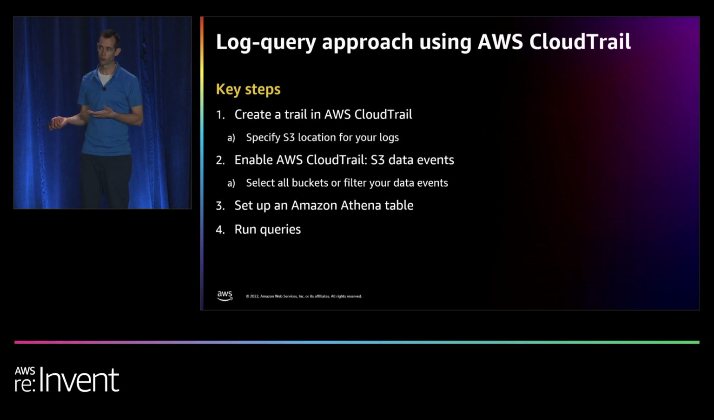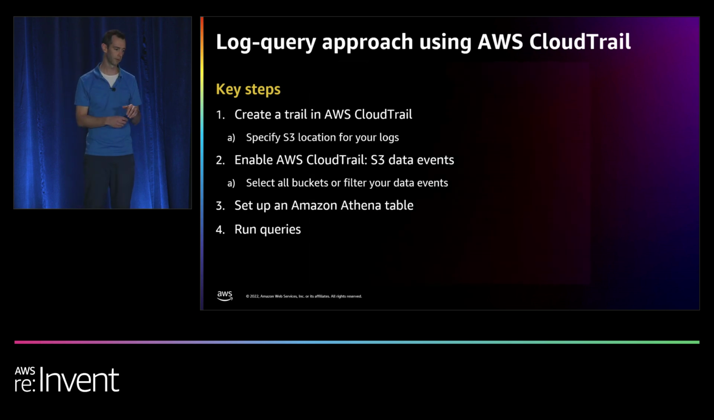So the log query approach here, as we go through, we'll watch the setup process. We're going to create a trail in CloudTrail. So we're going to say, we want data events turned on for this bucket. We want that object level activity. We'll specify where to store the logs. Then we'll enable CloudTrail data events. And we're going to turn it on, in this case, for all new and existing buckets. But you can filter that. You can say, this bucket, I only want this amount of events, because you can really filter it down. We'll set up the Athena table, and then we'll show some query examples.